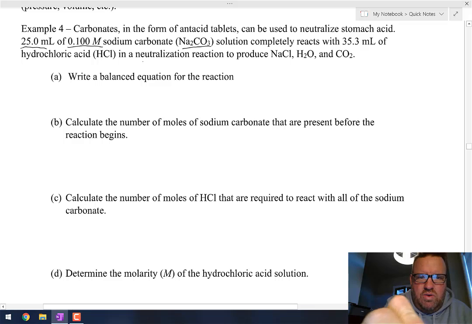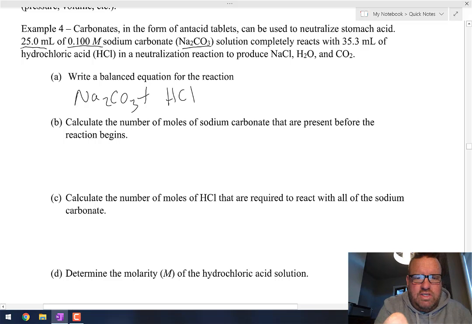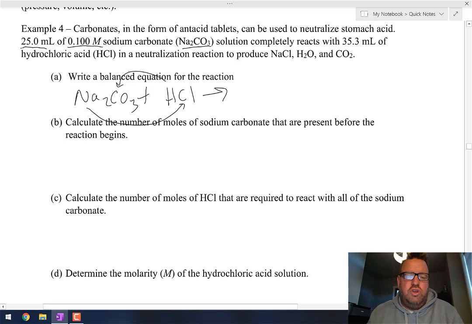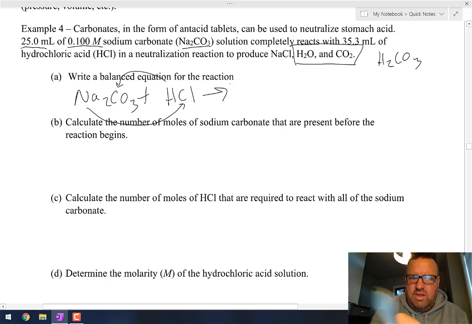Okay, so we've got sodium carbonate, Na2CO3, and that reacts with HCl. So this is simply a double replacement reaction where the sodium's going to go with the chlorine and the hydrogen's going to go with the CO3. And CO3 has a -2 charge, so it should be H2CO3. However, anytime you're going to form H2CO3, that will always break apart into H2O and CO2. So that's why they tell you that the products are H2O and CO2.